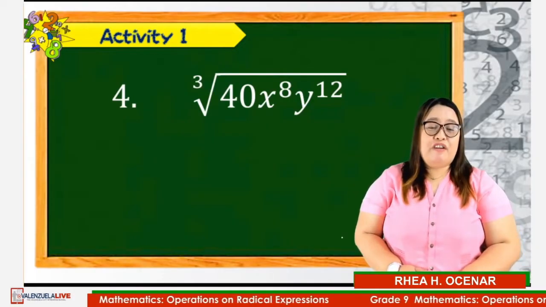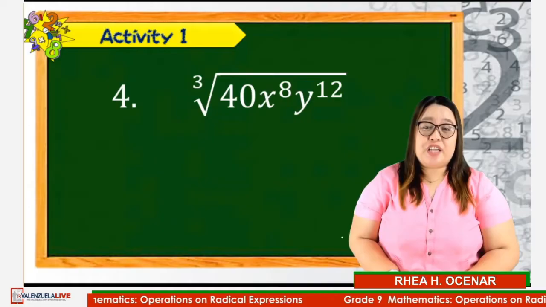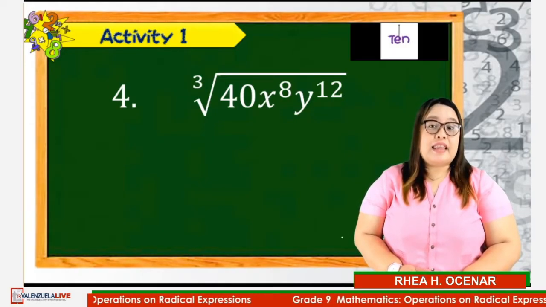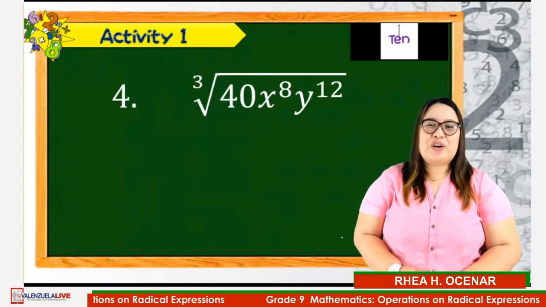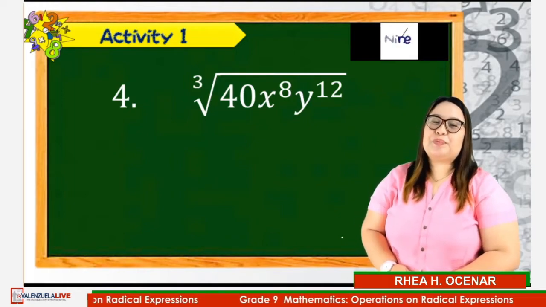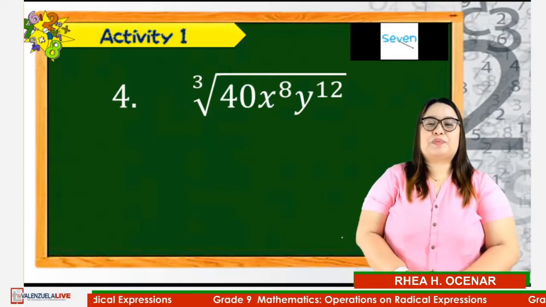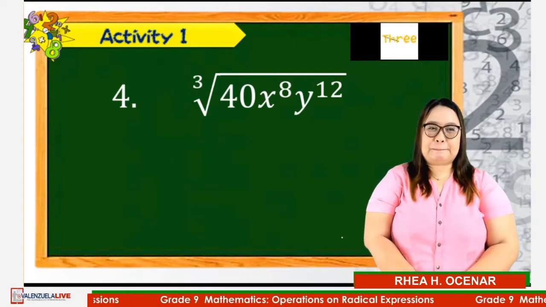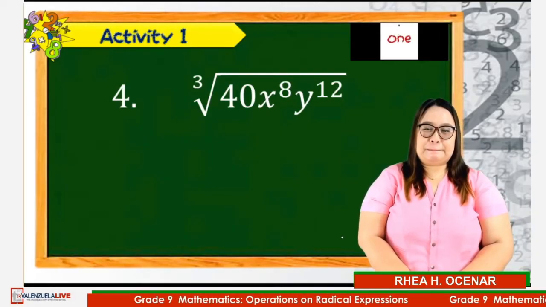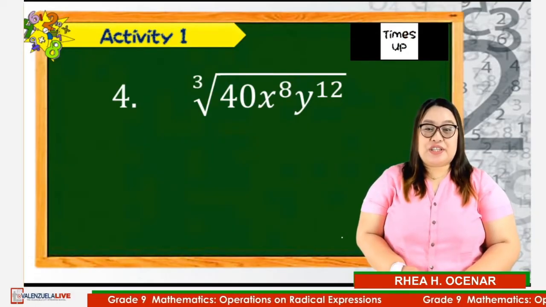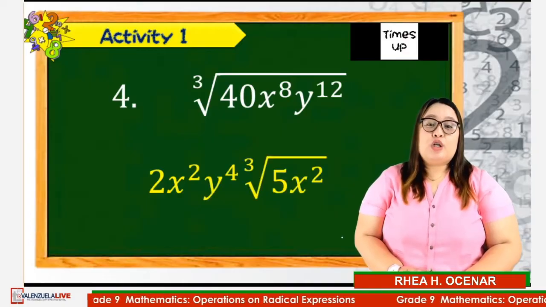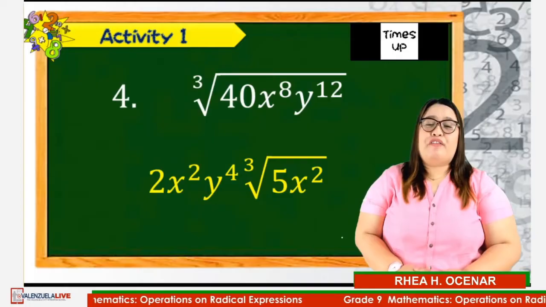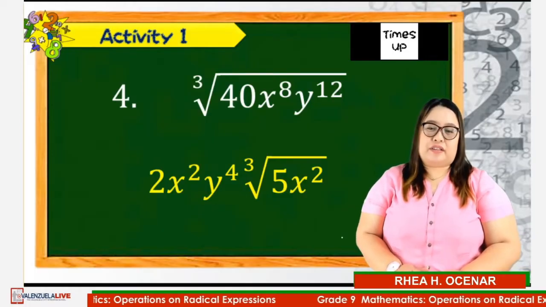Cube root of 40x raised to 8, y raised to 12. 10 seconds to answer. Go! The correct answer is 2x squared y raised to 4 cube root of 5x squared.